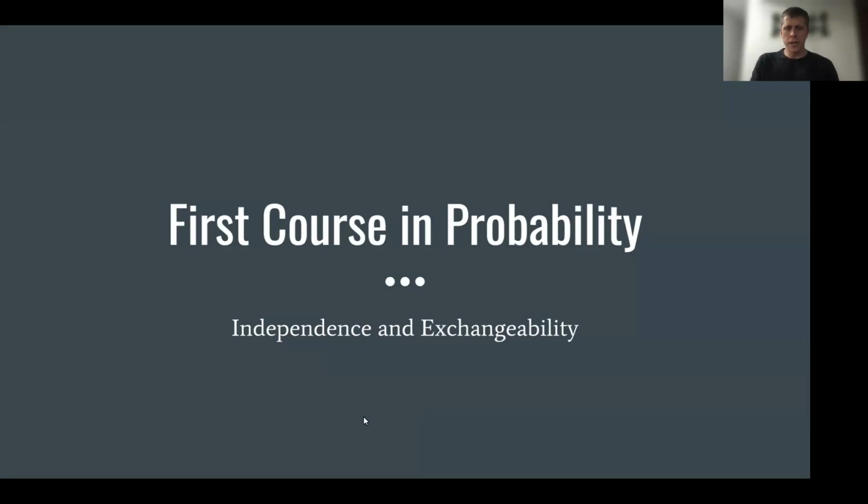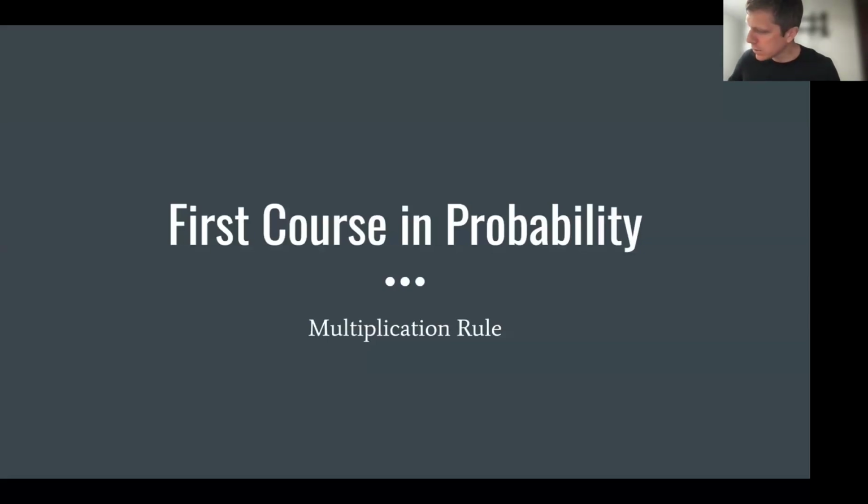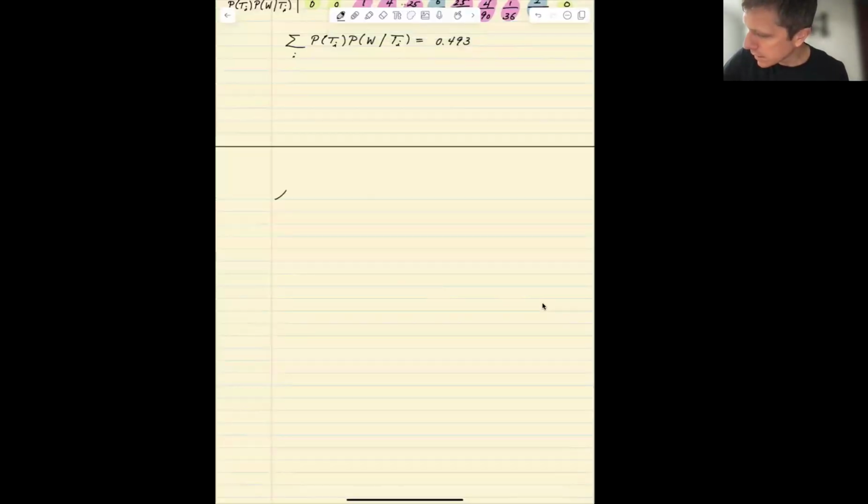One of the most important and recurring assumptions that we come across in probability is the independence assumption, and the exchangeability assumption. Those are two different things, and we're going to talk about them right now. Independence and exchangeability.